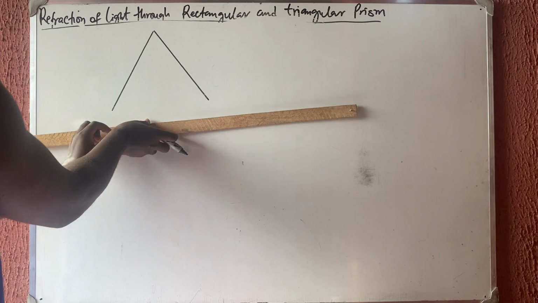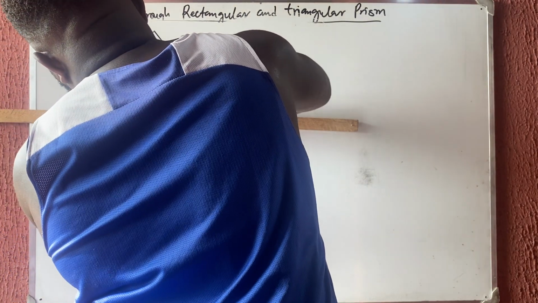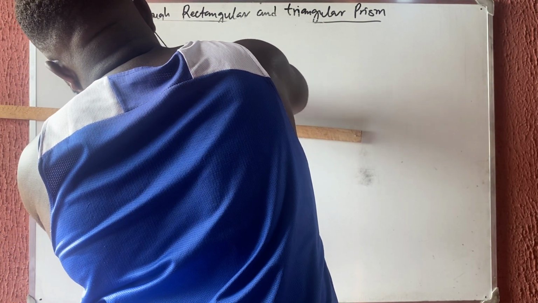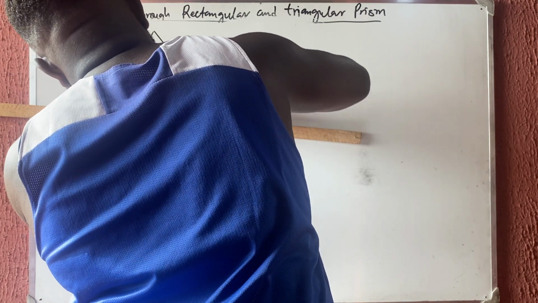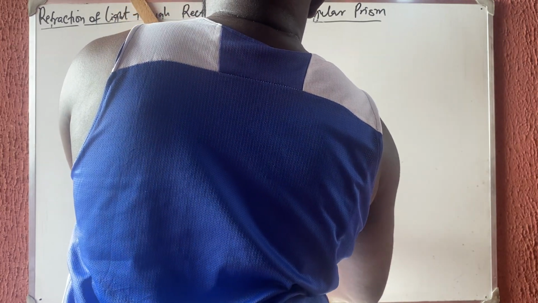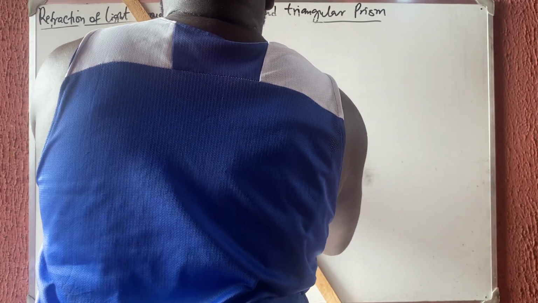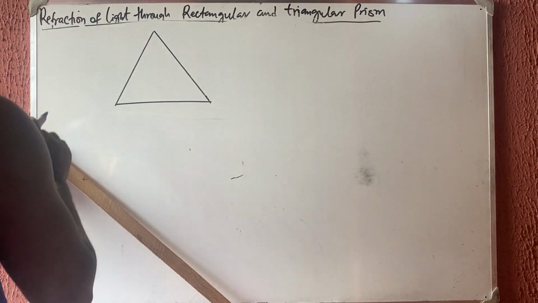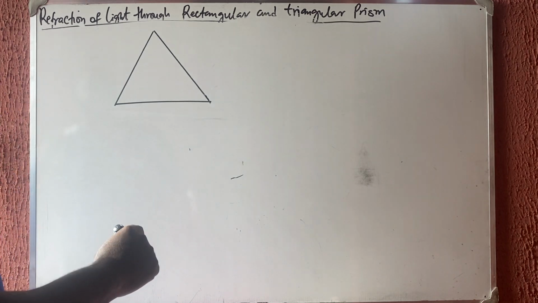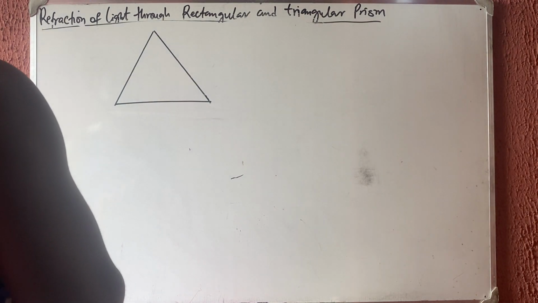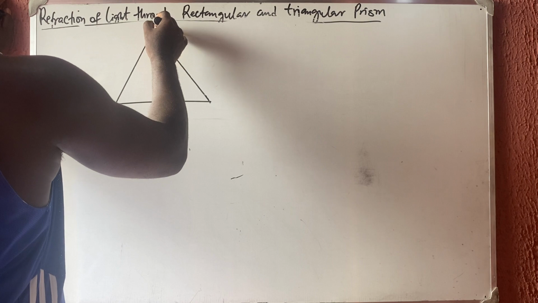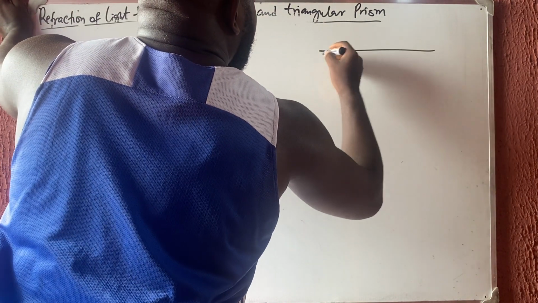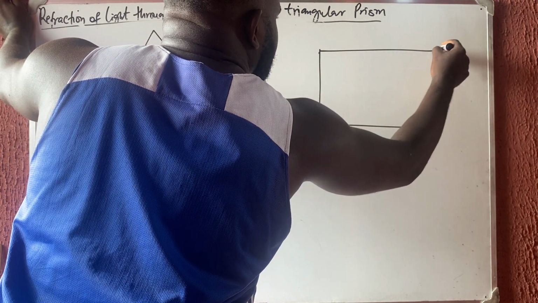I don't know how to draw it to make it equilateral, but just know that what I'm drawing is an equilateral triangle. Mine may not be perfect, so don't mind mine. I don't know how to draw it well, but let me assume that it is like this. And you know that the total angle in a triangle is 60 degrees.